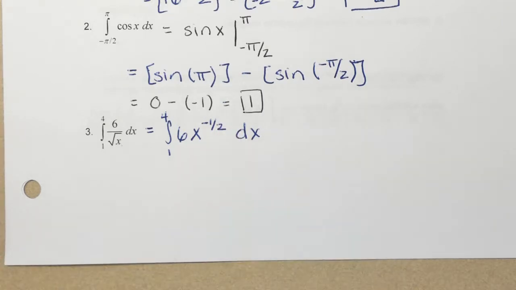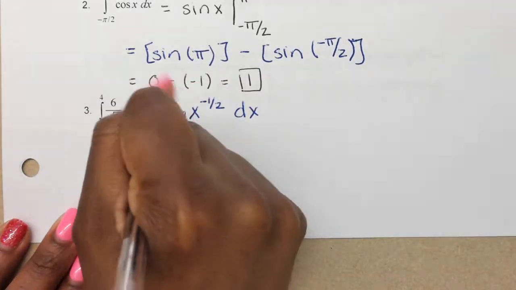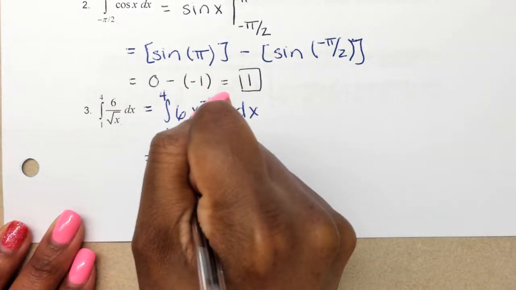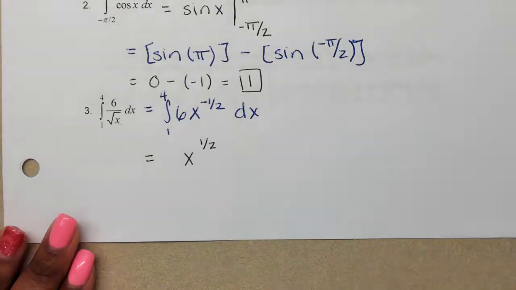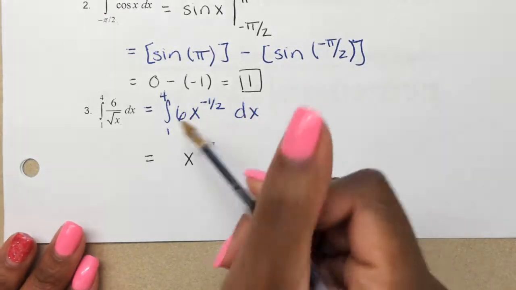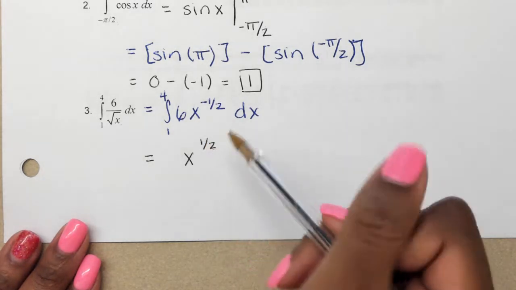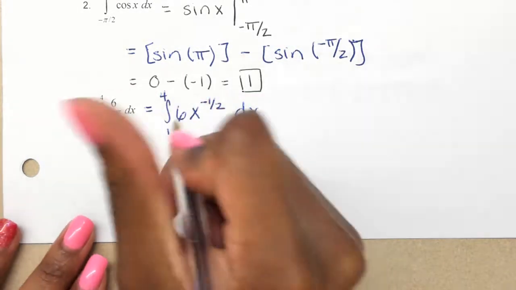So now that we have that, I'm going to find the antiderivative of this. We would have to take our exponent and add 1, so that brings us to 1/2. And then we divide our coefficient by our exponent. So 6 divided by 1/2 is 12.